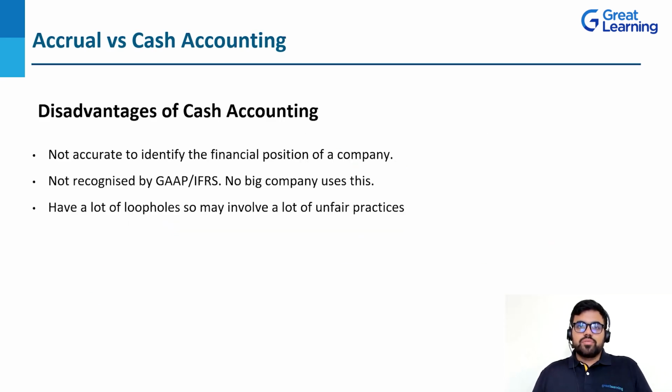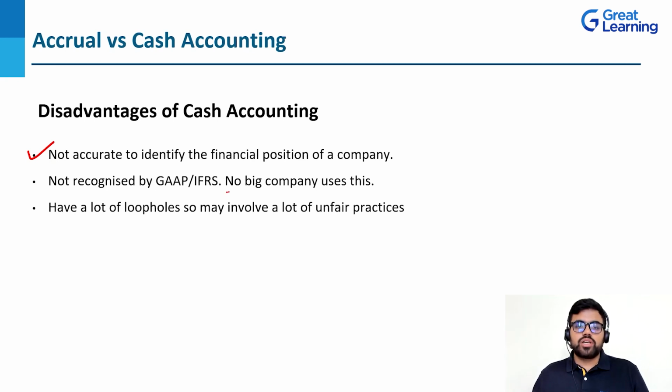Now we'll know the disadvantages of cash accounting. As mentioned before, it is not accurate in identifying the financial position of a particular company in a given period of time. Second, it is not recognized by both GAAP and IFRS. What is GAAP? GAAP is Generally Accepted Accounting Principles. IFRS is International Financial Reporting Standards. Both of them discourage the use of cash accounting because it does not give a very good picture of how the company is doing.